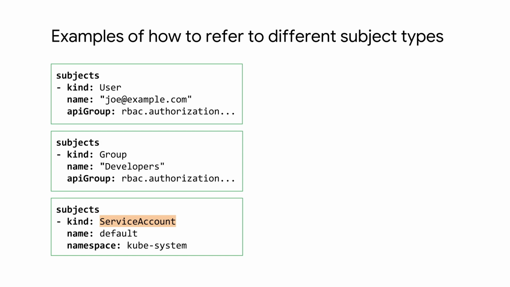Note that you cannot assign Kubernetes RBAC permissions to Google Groups. You can only assign Cloud IAM permissions to a Google Group. However, Kubernetes supports groups too, and you can assign Kubernetes RBAC permissions to Kubernetes groups. In this example, you can see that administrators have created a group called developers.